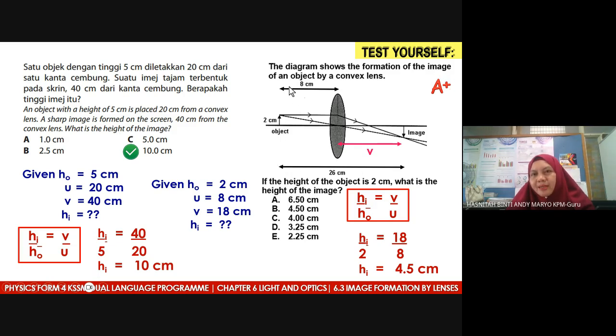We know the object distance is 8, so we can find the image distance by 26 minus 8, which means the image distance is 18 centimeters. So this is the information given. Again, we can find the height of the image by applying this formula. This is the substitution, and you will find the image height is 4.5 centimeters. So these are the two questions involving linear magnification.